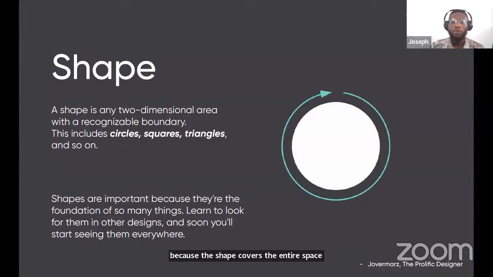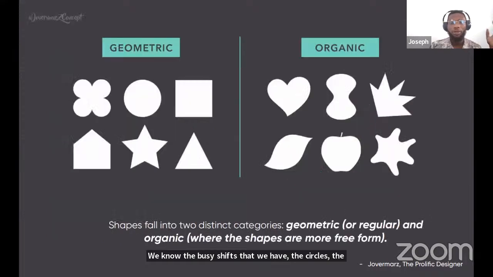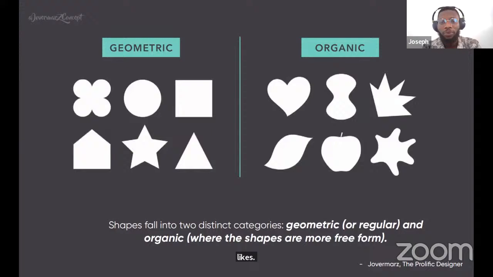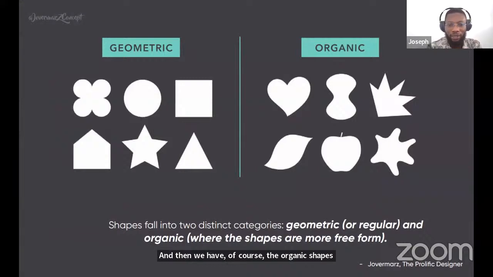And we know the basic shapes that we have, the circles, the squares, the triangles, trapezium, polygon, and all the likes. Those fall into the geometric shapes. And then we have, of course, the organic shapes. I'm sure most people didn't know that the heart sign is a shape. They thought it was just love, but it's an organic shape, right? And those shapes are created by people like you and I, even though the geometric shapes are also created by people like you and I.